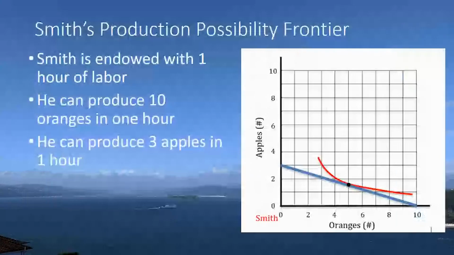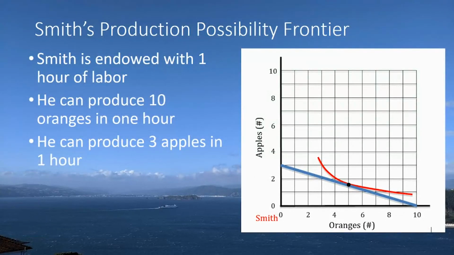So let's go back to Smith and imagine that he's producing just for himself. He doesn't have the potential to trade with Jones. He doesn't even know Jones exists. But we know that he can produce anywhere along the blue line corresponding to his production possibility frontier. The next question we might ask is, what would Smith produce? If he can produce anywhere from 3 apples to 10 oranges and any combination between those 2 endpoints, what would he actually produce?